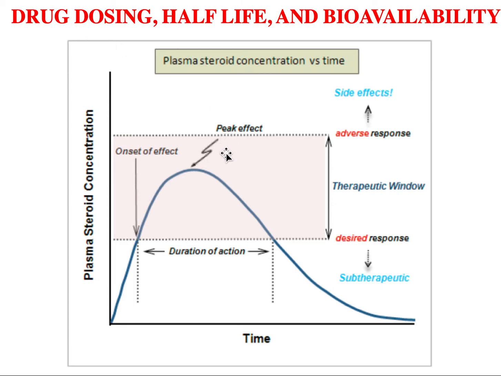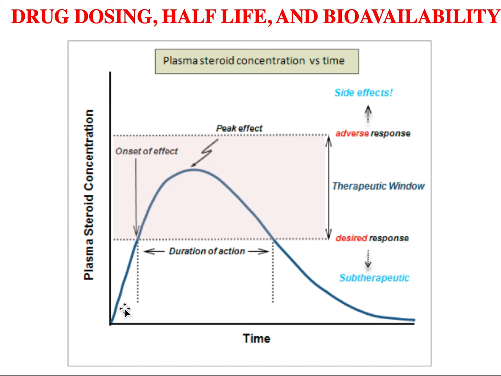All right, so here's an example of dosing, half-life, and bioavailability, and this is taken for steroid concentration. So steroid, you could think of it as any one of those drugs that we've talked about before, like estrogen, testosterone, etc., cortisol, that have that steroid ring system.